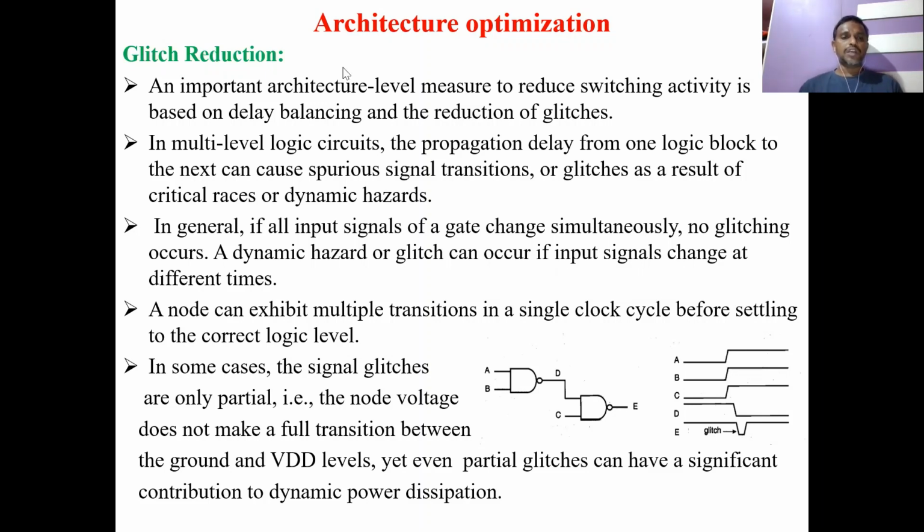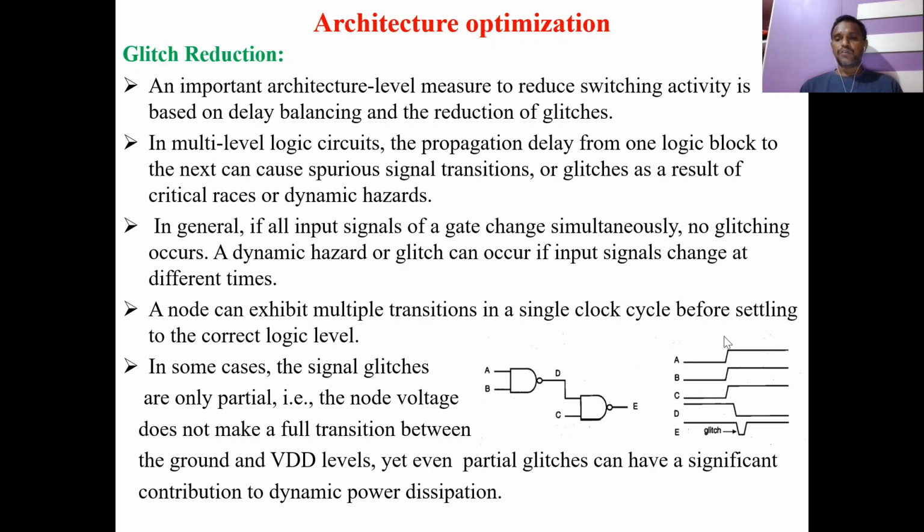Again I am reading this out. In multi-level logic circuits, the propagation delay from one logic block to the next can cause spurious signal transitions or glitches. As a result, critical races or dynamic hazards will be obtained. Here I will explain glitches by taking this diagram. We have two NAND gates. The first NAND gate output D is given to the second NAND gate input, and C is another input for this NAND gate.